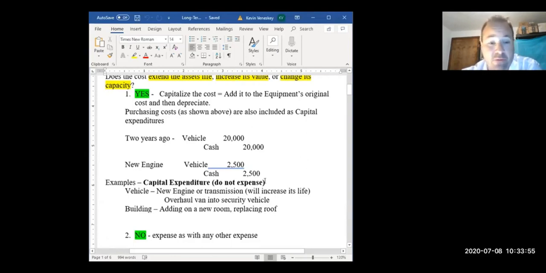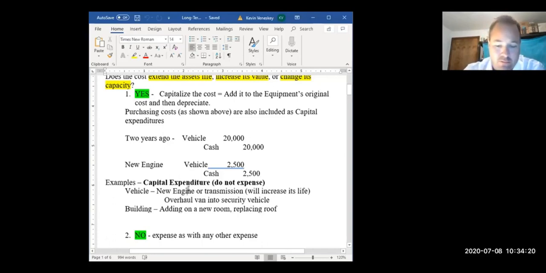Could increase its value, but probably not. For a building, if you put on a new room, you're actually putting on an extension, that would be one of those items. Something that doesn't really make the building last longer. If you painted a room, then you're not going to capitalize and debit the building. That's not a major overhaul. It's not going to make the building last necessarily longer.